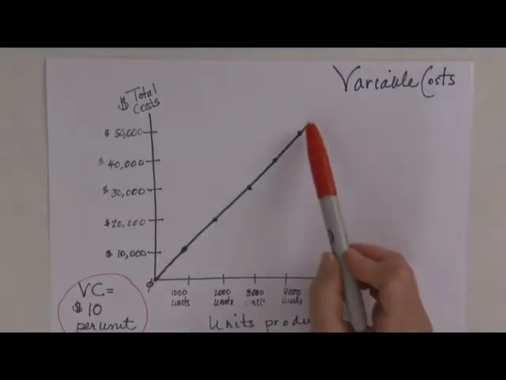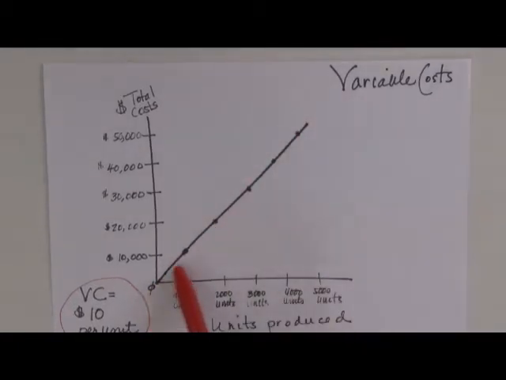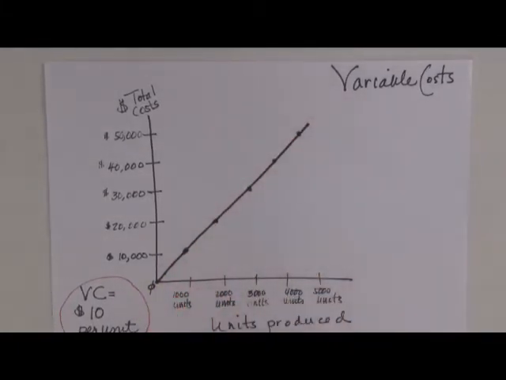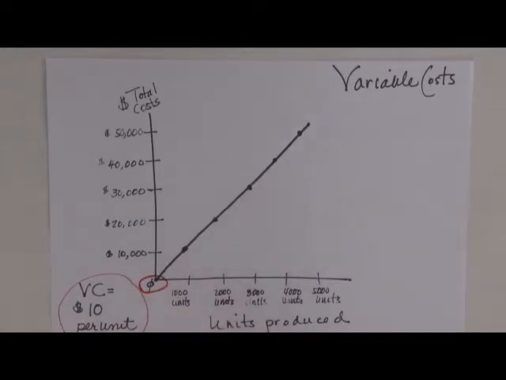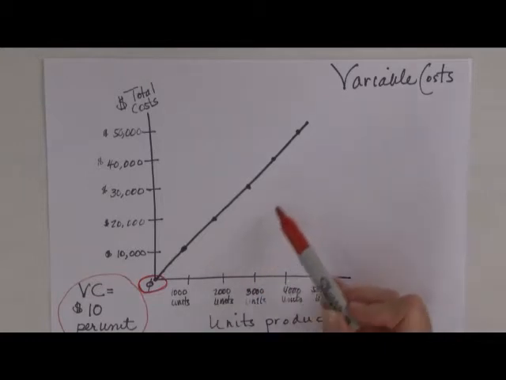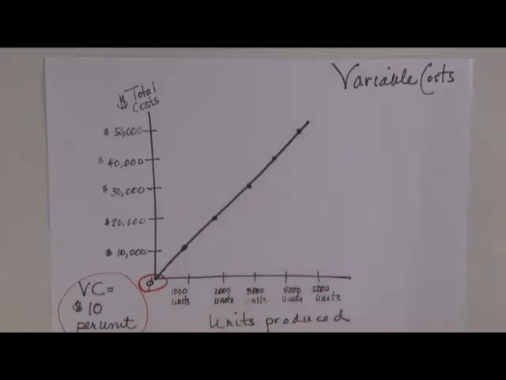Now, you can always recognize a variable cost due to the slope of the line, but particularly because when you have zero level of activity, no units being produced, you will also have no cost. So the slope of the line remains constant. Regardless of what level we're at, the $10 per unit is going to remain constant.